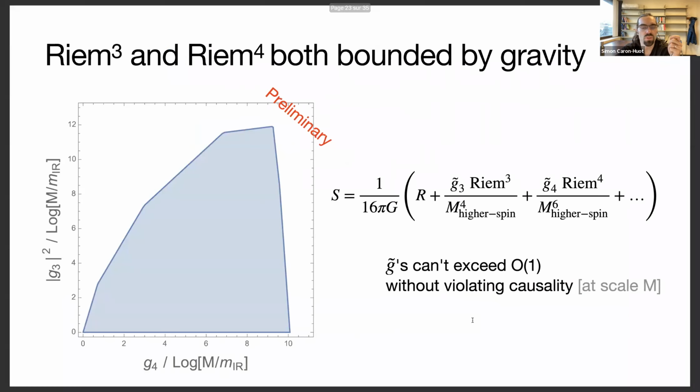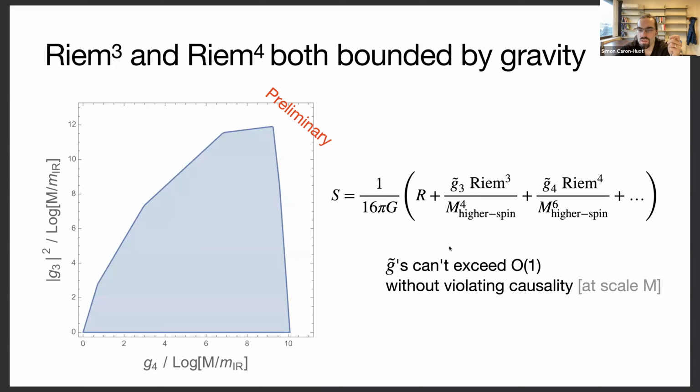So we get exclusion plots that look like this. G4 is the coefficient of R to the 4, and G3 is the coefficient of Riemann to the cube. And there are factors of Planck units in front of this, so I'm expecting these things to be some power of the cutoff scale M. The important thing is that when you write the Lagrangian in this form on the right, we're bounding these coefficients to be order 1. Like here on the horizontal axis, it's 10, 10. So that's an allowed region.